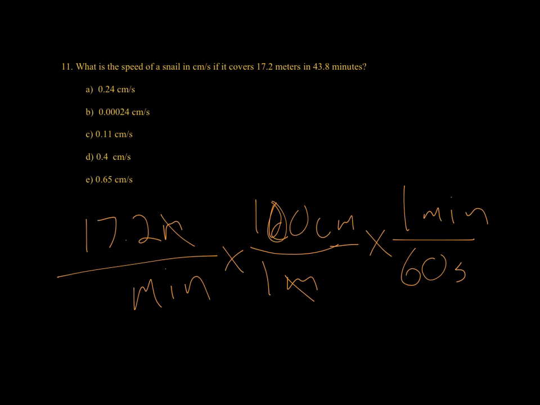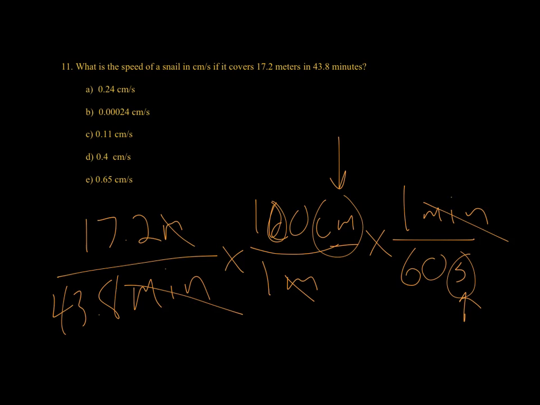And since I want to cancel minutes, minutes started on the bottom, which means minutes goes on the top over here. And what that leaves us with is centimeters over seconds once I do all this mathematics. So what I do now is multiply 17.2 times 100, and then, oops, forgot to put in the actual number of minutes, 43.8. So across the top it's going to be 17.2 times 100, across the bottom it's 43.8 times 60, and then I'm going to divide those two numbers out, and the units will be centimeters and seconds. What you find when you do that math is 0.65 centimeters per second. That's actually a pretty fast snail.